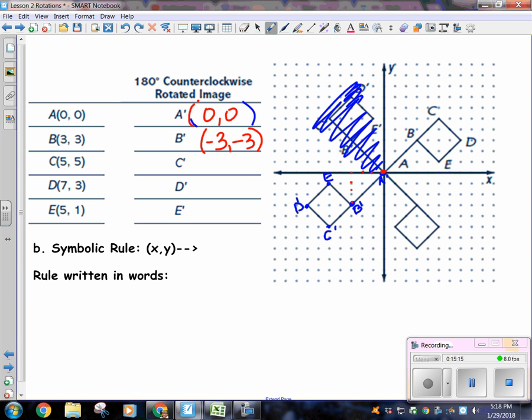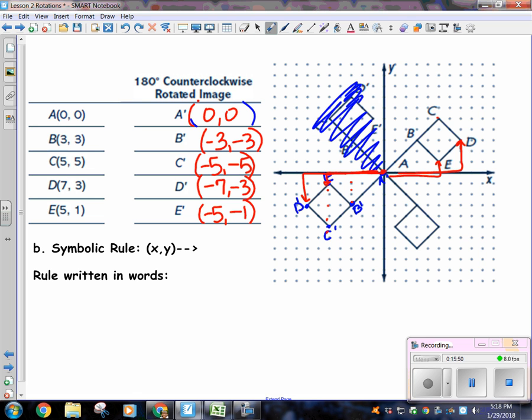I go over 5 and up 5, so I'm going to go back 5 and down 5. Next one will tell the tale. Over 7 and up 3 to get to D. Backwards 7 and down 3 to get to D prime. To get to E, I go over 5 and up 1. Here I'm going to go backwards 5 and down 1. Backwards 5 is -5, and then down 1 is -1.